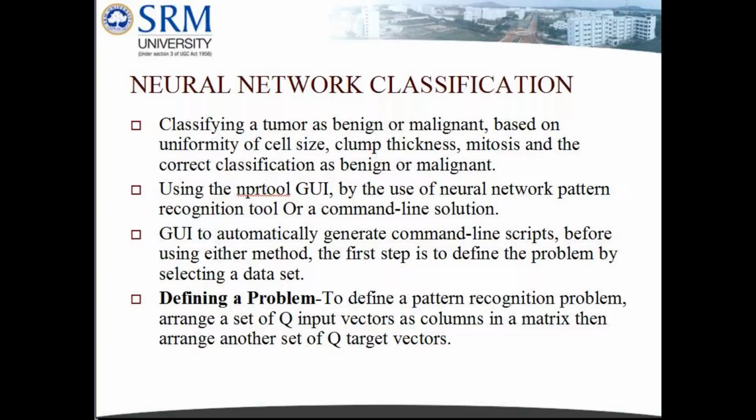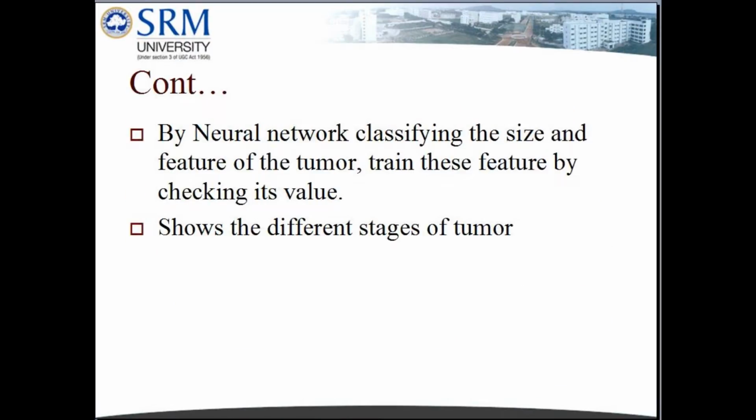Before using these two methods, the first step is to define the problem by selecting a dataset. So how to define a problem? To define a pattern recognition problem, arrange a set of q input vectors as columns in a matrix. Then we have to arrange another set of q target vectors. After defining the problem, the neural network classifies the size and features of the tumor, and then we train on these features and check the values. After checking these values, it will show the different stages of tumor, whether it is affected or not affected.